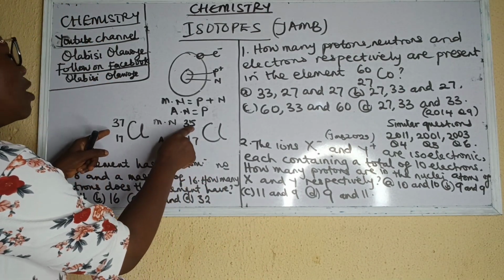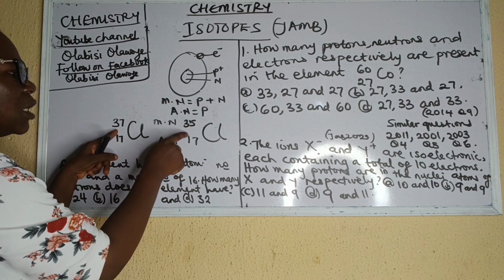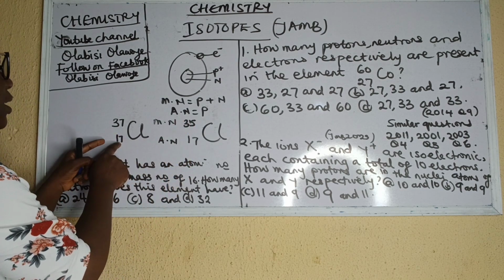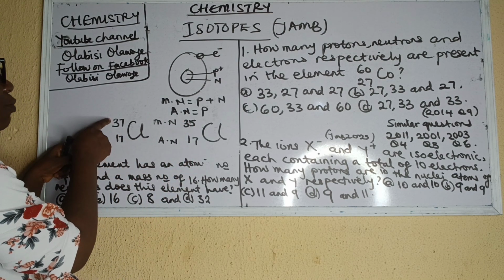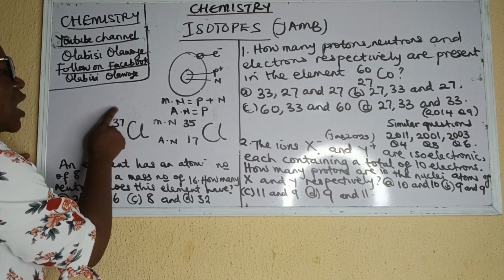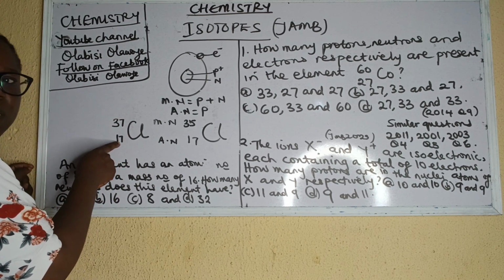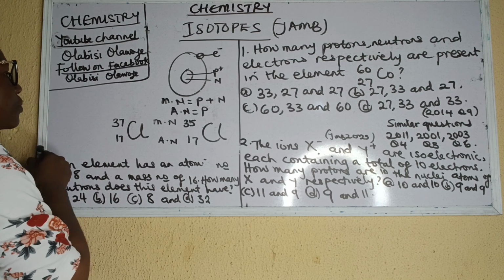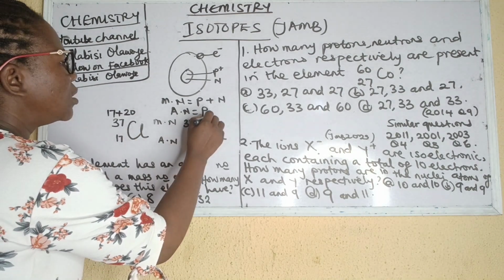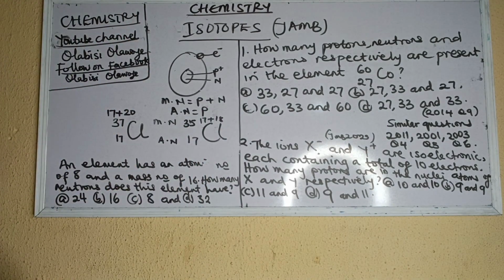This is the proton number, while the mass number is the sum of proton and neutron, and the proton here is still intact, that is 17. So the neutron will be 18. In the other case, the mass number, which is the sum of proton and neutron, is equal to 17 plus 20. While the proton is the atomic number, 17, the neutron is 20, and in this case the proton is 17, neutron is 18. This results in isotopy, and with that we can quickly attempt some questions.